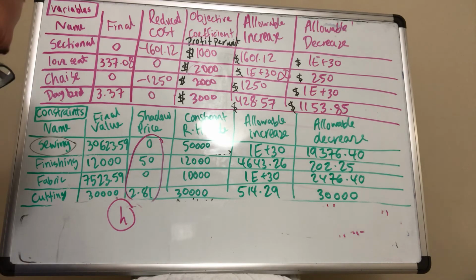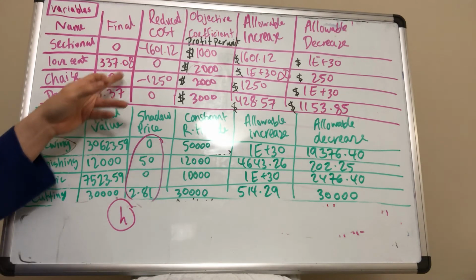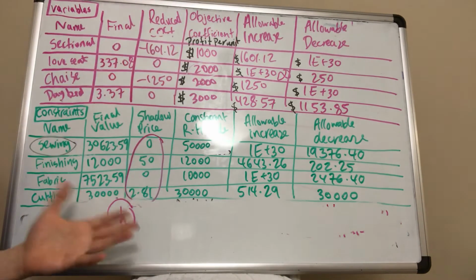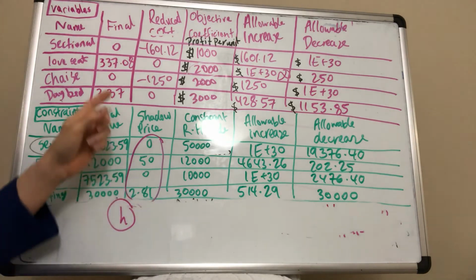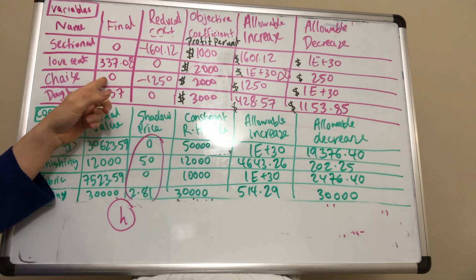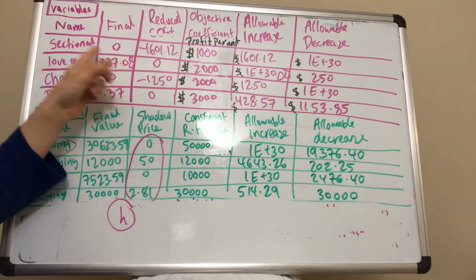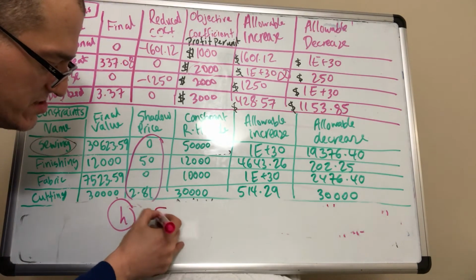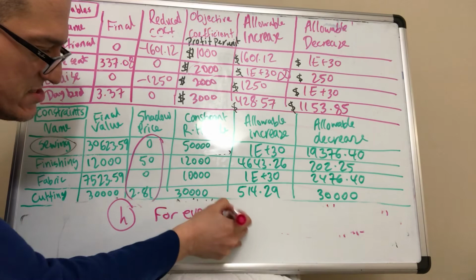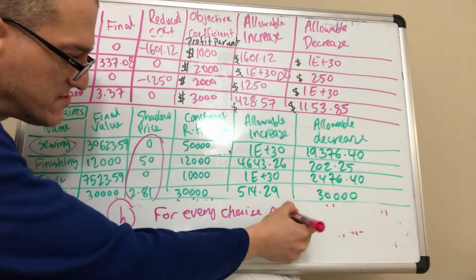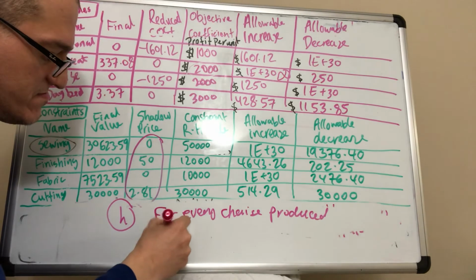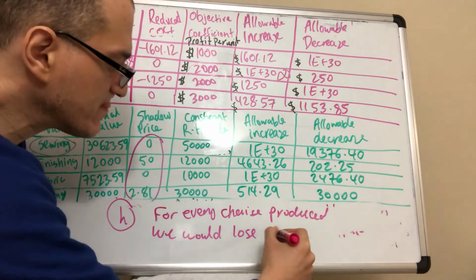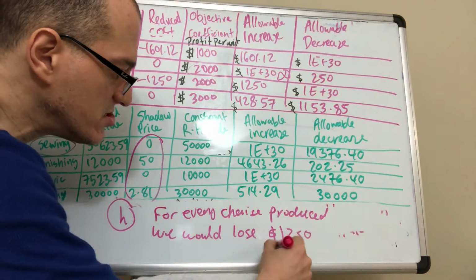Question is, how much money are you losing if you're forced to do this? There's something here called reduced cost. Don't worry about the fact that it's cost. Excel always calls it cost. It means anytime you produce this, you're gonna lose 1250. Anytime you produce this, you're losing 1601. So for every case produced, we would lose 1250 profit.